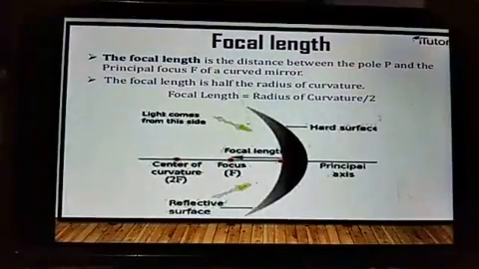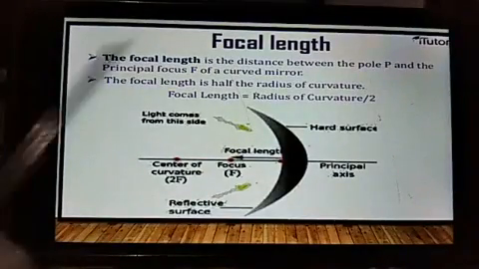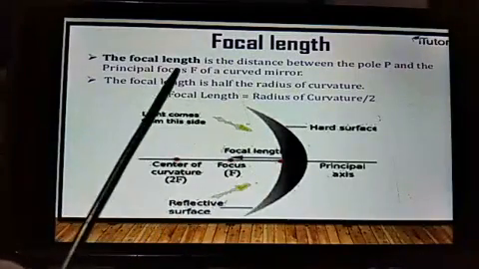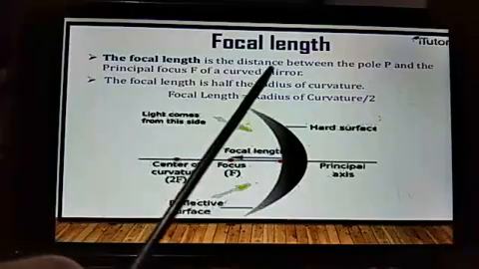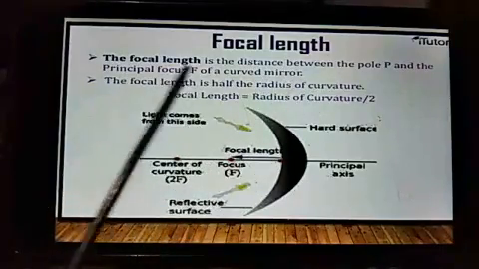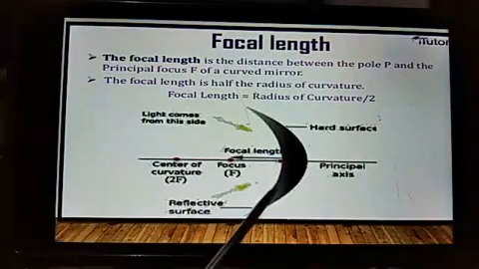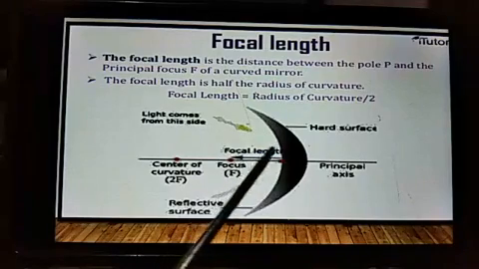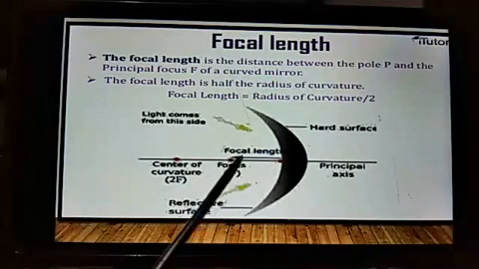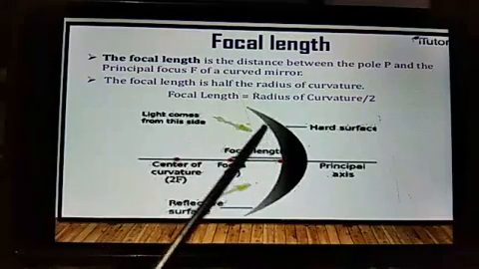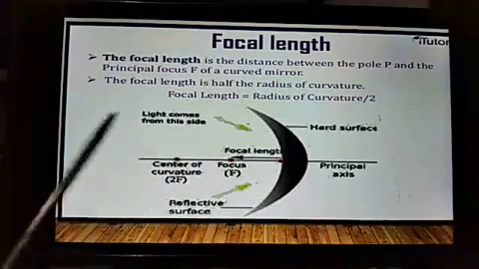Now let us study the relationship between the focal length and radius of curvature. So what is focal length? Focal length is the distance between the pole and the principal focus of a curved mirror. If this is a pole, that is the center of mirror, and this is a focus, then the distance between P and F is known as the focal length. Also, the radius of curvature is the radius of the sphere.